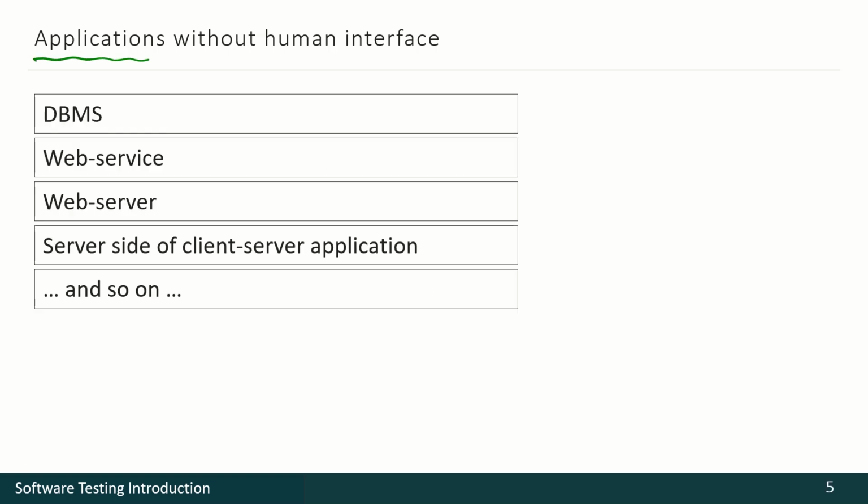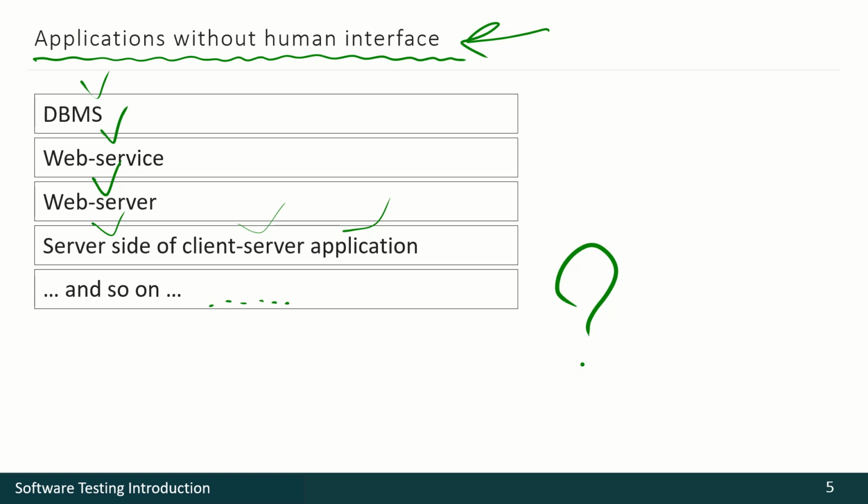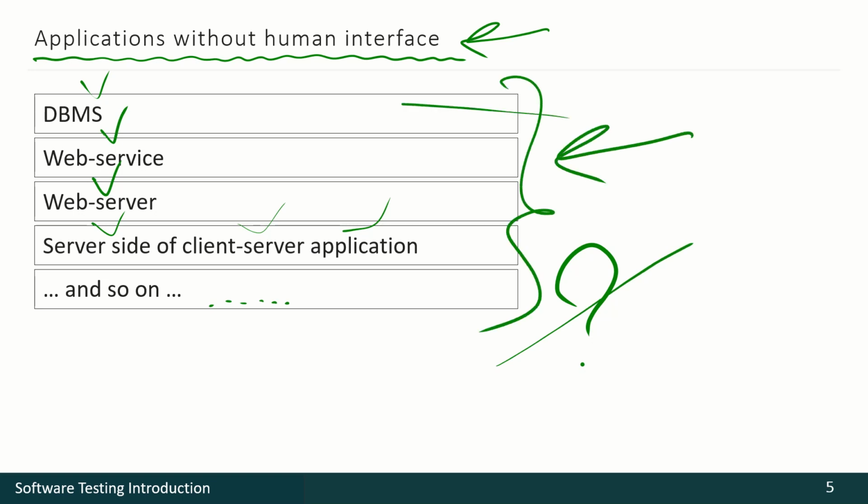Sometimes we are working with applications without a human interface, or performing some testing here, like with database management systems, web services, web servers, some server-side or client-server applications, and so on. What may a human see here? What may he do here? What may he test here? Almost nothing. But some test automation tool may really look inside the database, inside some communication with the web server, and so on. So the tool may perform the operation we need to perform.